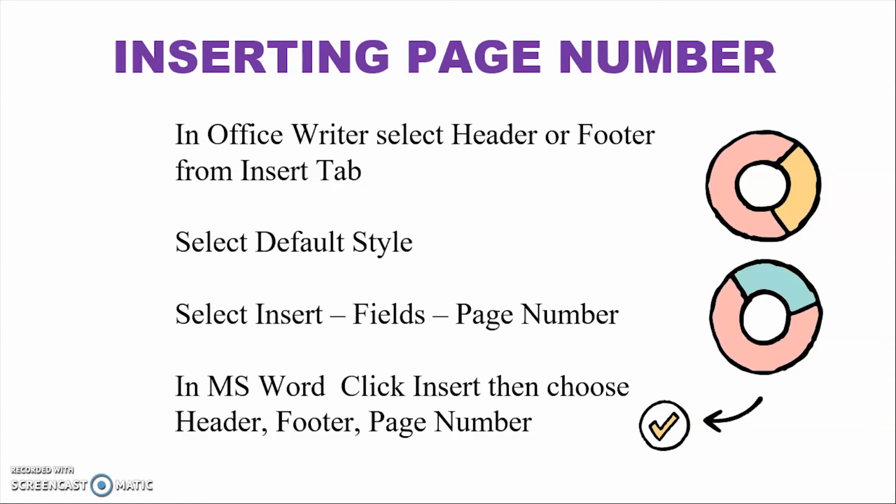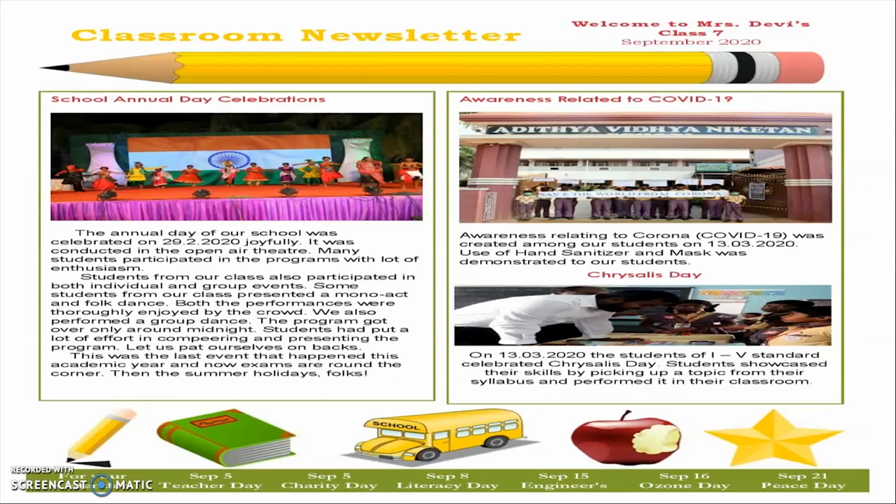So we have to select Insert, then click Fields and then Page Number using the Office Writer. In MS Word, how will you do that? You click Insert and then you can choose the header, footer or page number. Whatever option you want, you can choose and insert a page number into our newsletter. You can have 2 pages or 3 pages or 4 pages. It's up to our wish.